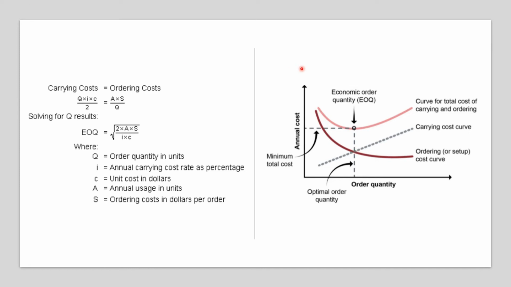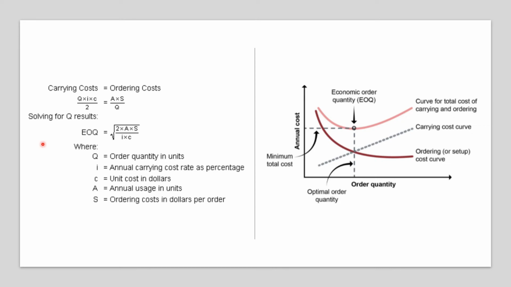Now let's try to understand this with the help of numerics as well. In order to calculate it numerically, how would we go about it? First thing first, let's understand the variables. S is the ordering cost per order, and I is the annual carrying cost as a percentage of value of the goods. Now let's also discuss the other variables other than I and S. We have Q, which is the quantity that we need to order, which is essentially the EOQ, right? And then there is C, which is the unit cost in dollars or unit cost of the item that we are going to order. And there is A, which is the annual usage in units.